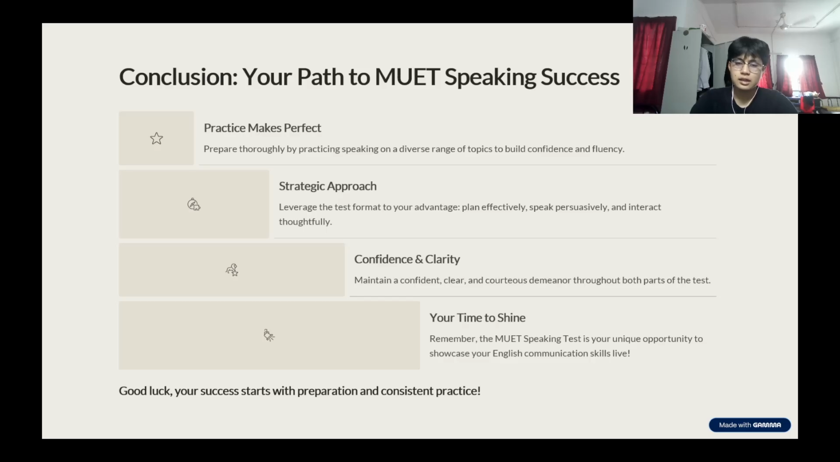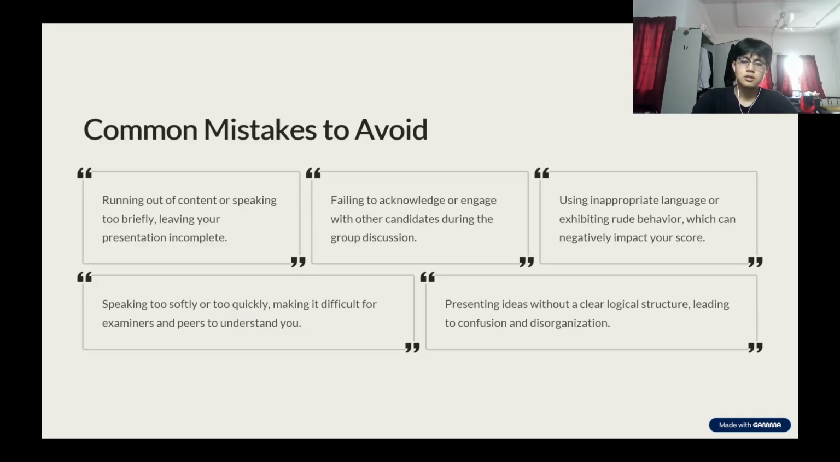And lastly, it's your time to shine. Just remember that this speaking test is basically your opportunity to showcase how fluent you are and how well you master your English communication skills.